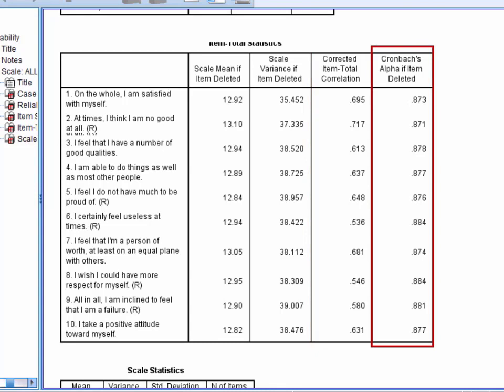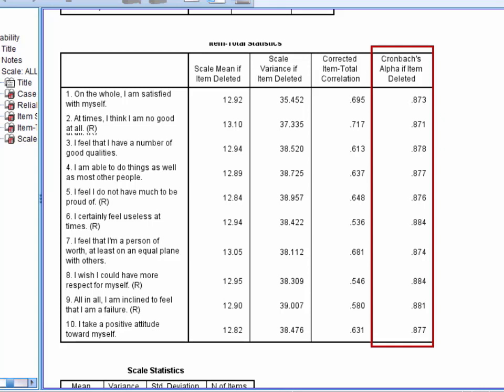The final column is Cronbach's alpha if item deleted, and it reports exactly that. It's Cronbach's alpha calculated on the other 9 items. So alpha if item deleted is 0.873 for item 1. This is what alpha would be if it were calculated only on items 2 through 10.